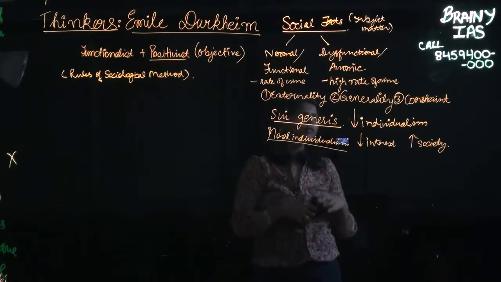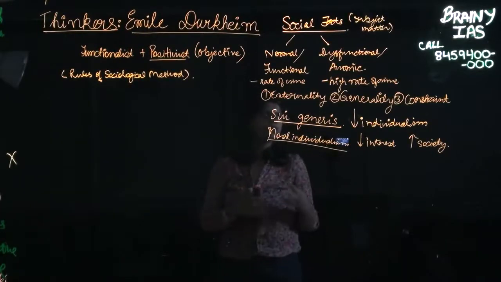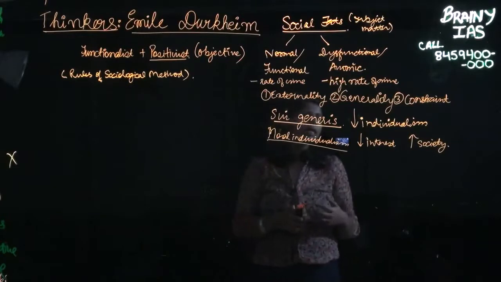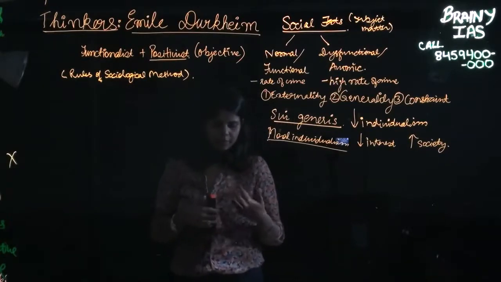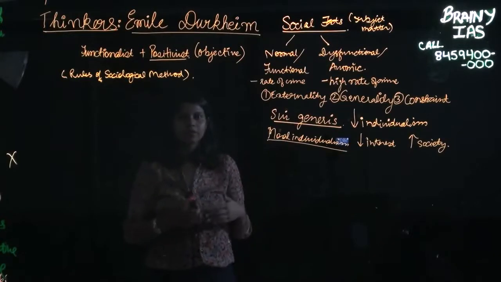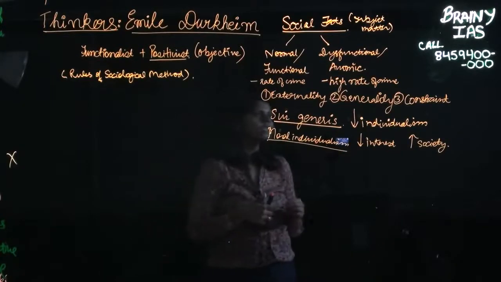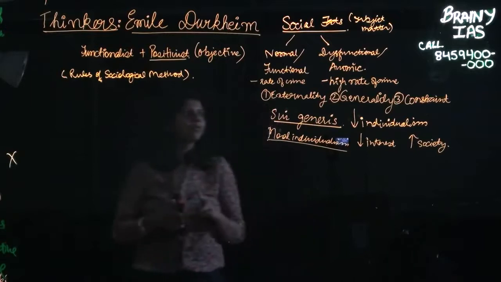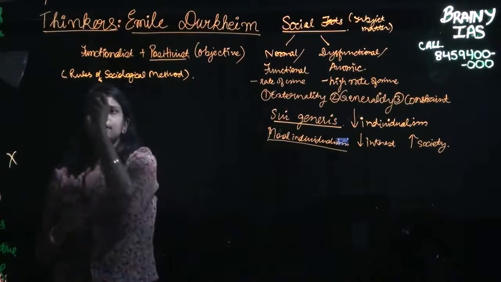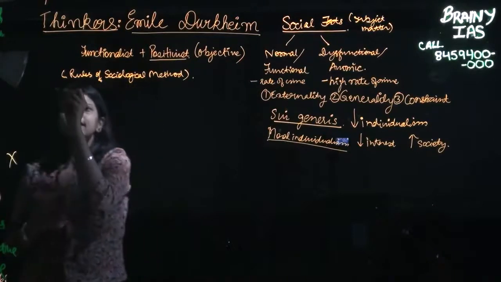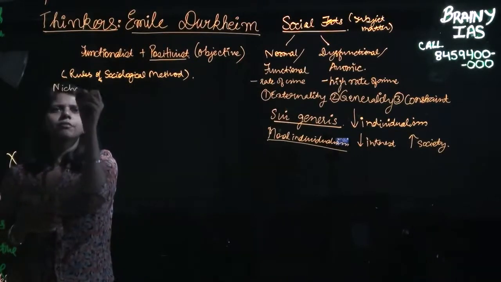So after having explained sui generis and the various types of it, there is bound to be some kind of criticism from the fraternity. So in this, basically there are two types of criticism that Durkheim has to face. The first one came from Nicholas Timasheff.